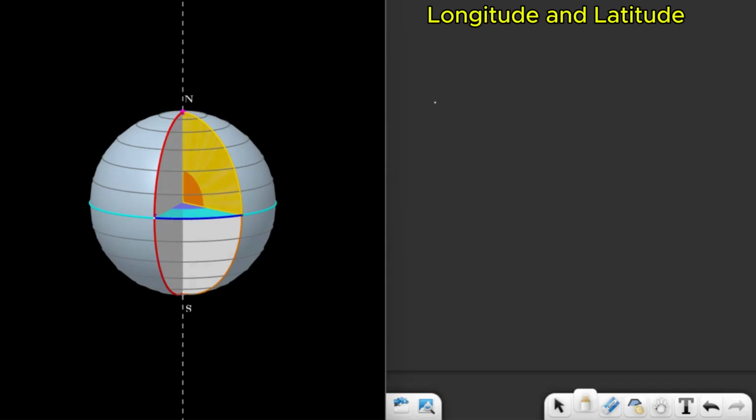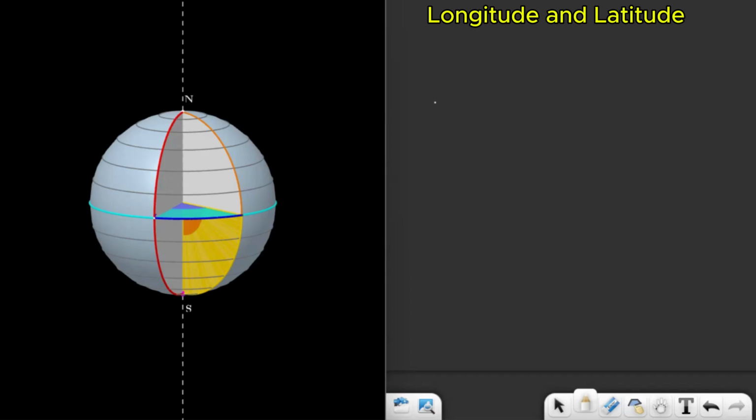Okay, so the latitudes are measured 0 degrees to 90 degrees north, or 0 degrees to 90 degrees south. Let us look at 0 degrees to 90 degrees south. This is 0 degrees. So now to the south, it is hitting all the latitudes, going to the south until we get to 90 degrees south. These are latitudes.